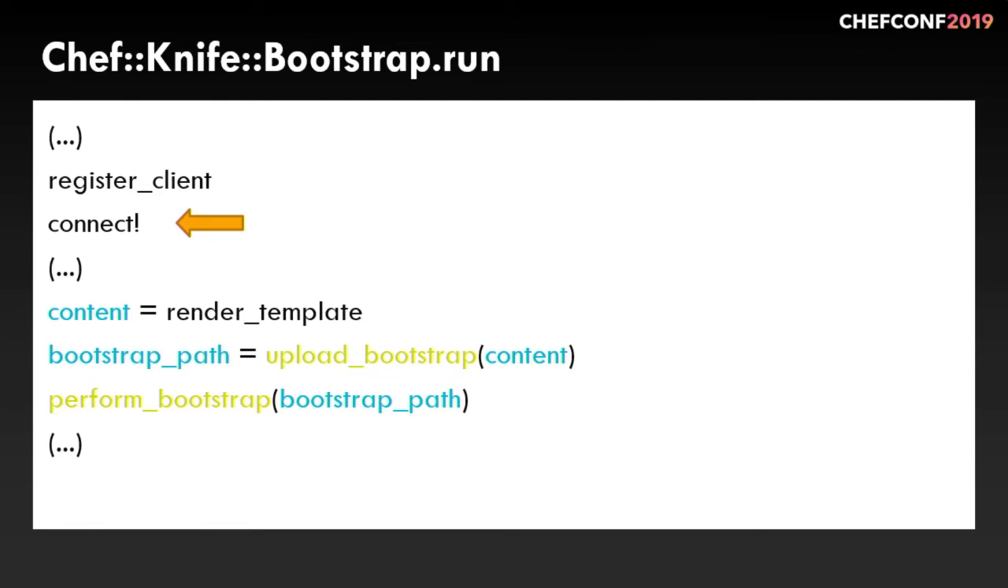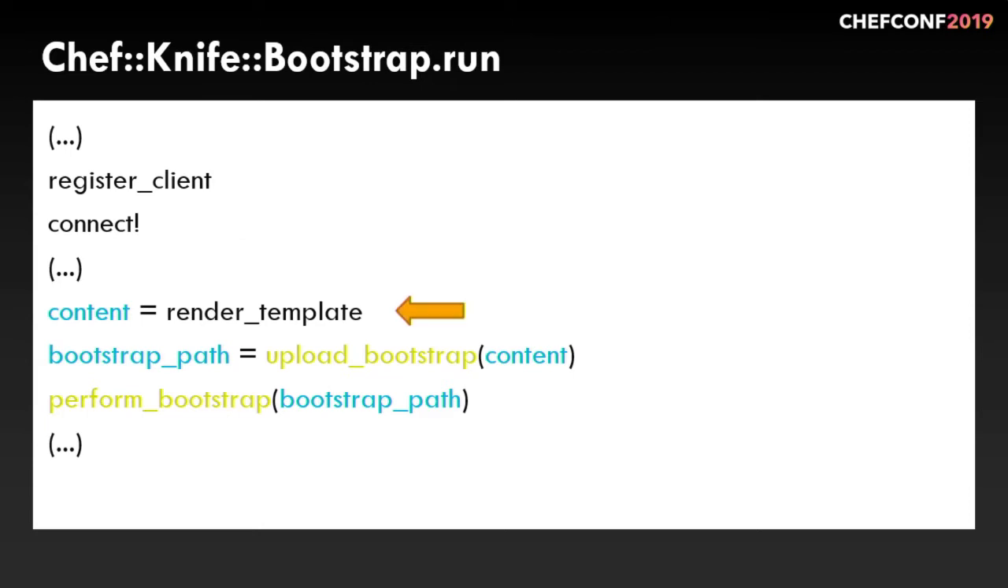Connect just connects to the node you want to bootstrap. Previously, this was using knife SSH, only supported Linux and had a bunch of issues. Now it uses train, which is a library from the InSpec project, which abstracts away all the remoting logic. So now it handles all platforms.